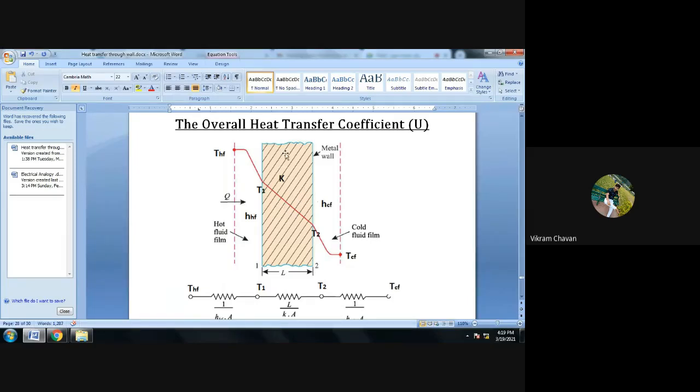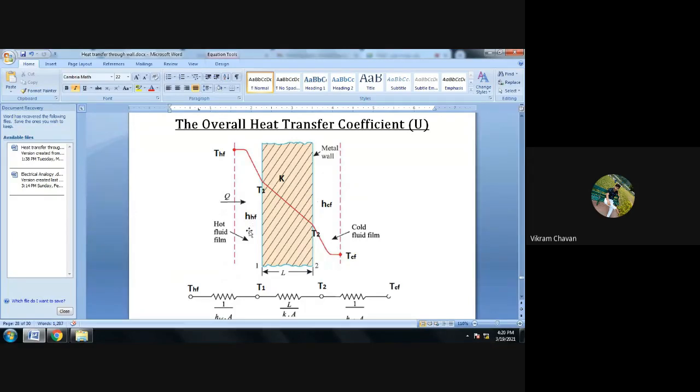First of all, there is one metal wall, and we can see the thickness of that particular metal wall. This wall has a thermal conductivity of K. And on one side of the wall, we are transferring the hot fluid.